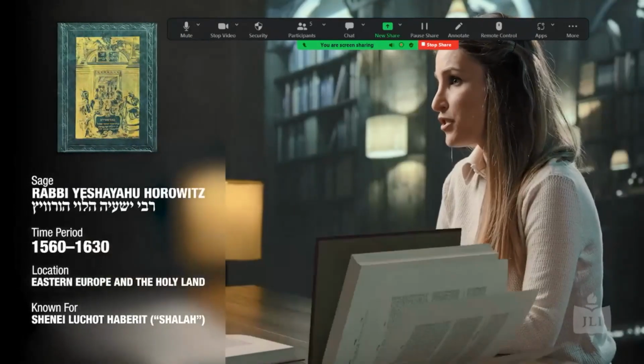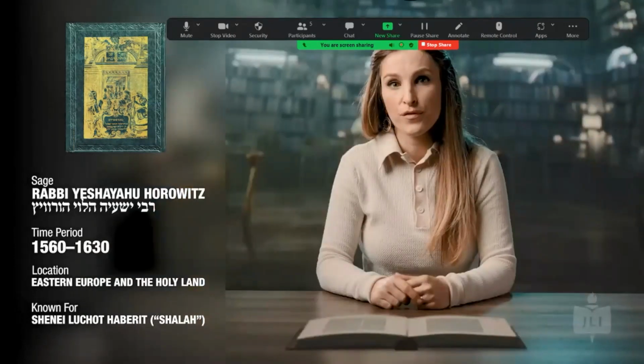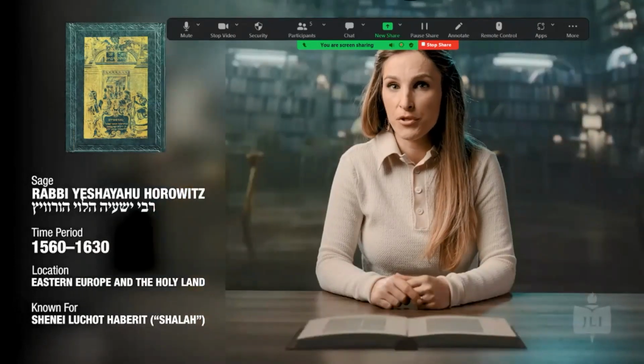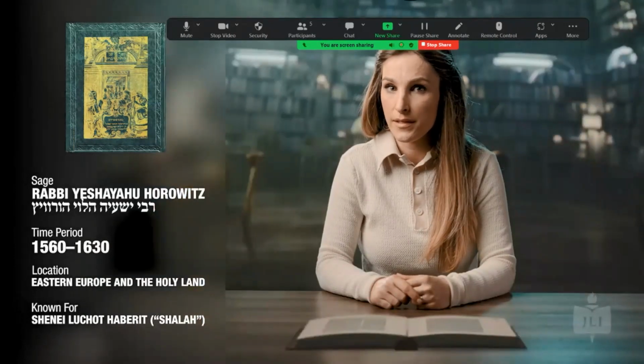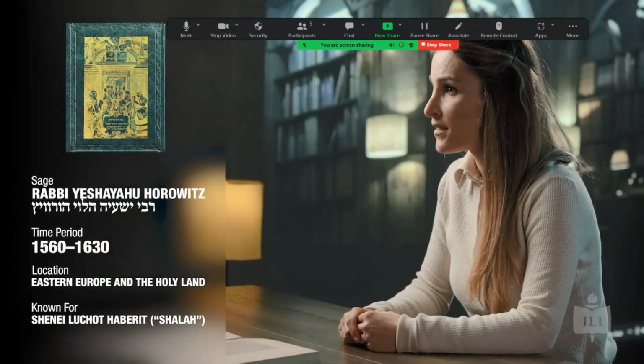Another influential figure in Jewish philosophy and mysticism was Rabbi Yeshayahu Horowitz, who served as a rabbi in numerous Jewish communities in both Europe and the Holy Land, including Dubna, Frankfurt, Prague, Jerusalem, Tzfat, and Tiberias.